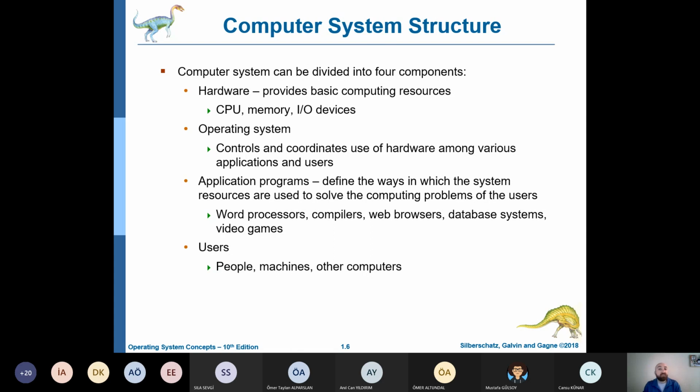The operating system controls the hardware and coordinates its use among the various application programs for the various users. The application programs, such as word processors, spreadsheets, compilers, web browsers, and games, define the way in which these resources are used to solve users' computing problems. And the last part is the user. As you can see here, users could be people, machines, or other computers.